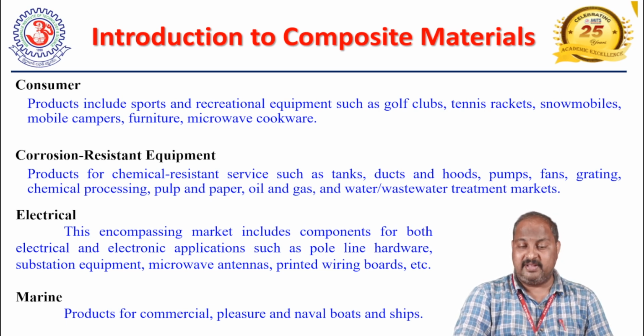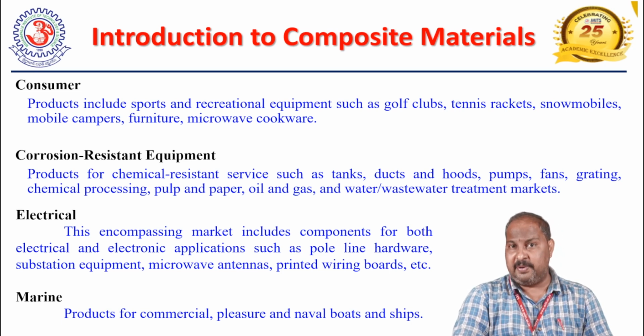Electrical equipment: the encompassing market includes the components for both electrical and electronic equipment. It starts from printed circuit boards up to pole line hardware, substation equipment, microwave antennas, and printed wiring boards. Even nowadays, street light poles are being manufactured with the help of polymer composites too.